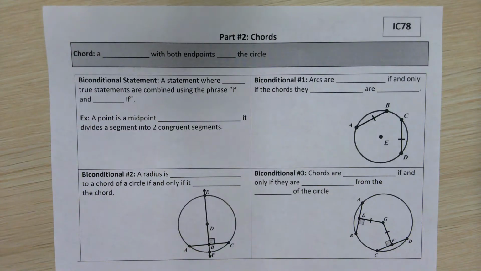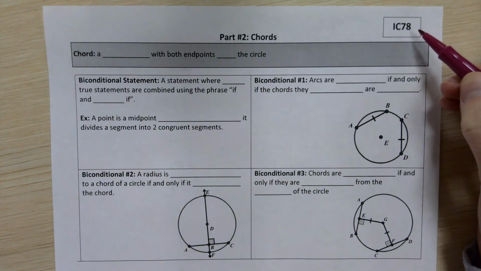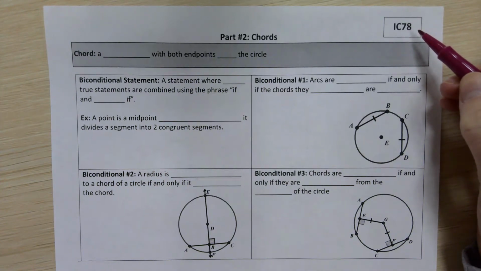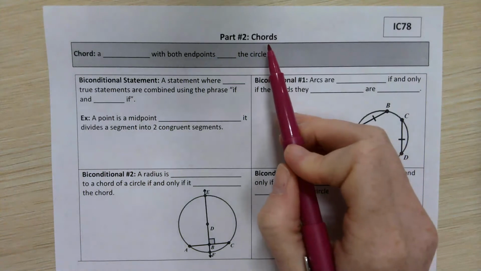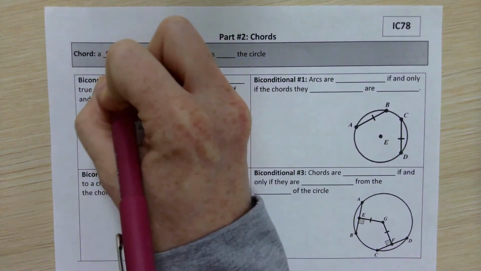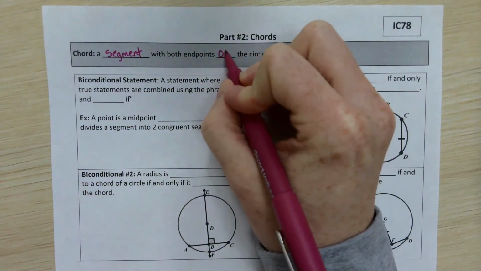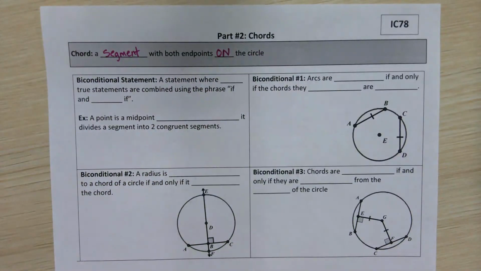For today's vocabulary notes, you will need in class 78. This is part 2 of standard 18, where we're looking at different segment lengths and how they interact with circles. Today's focus is all on chords. So as a reminder, a chord is a segment with both endpoints on the circle. So we're going to look at several different things that are true when chords are involved.